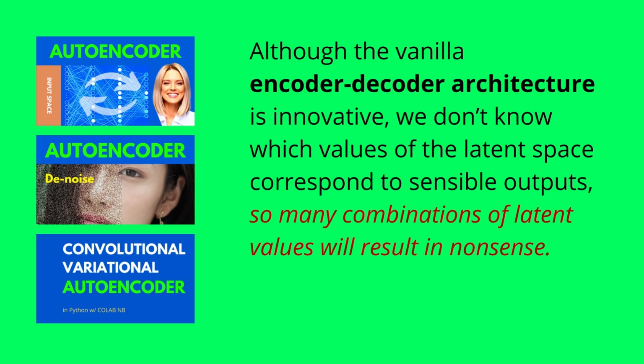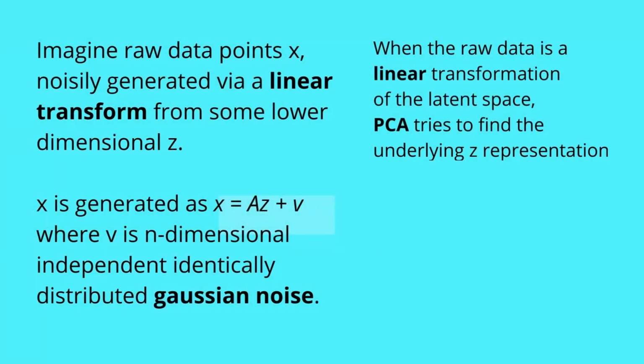To understand how to impose restriction, let's have a look at the simplest form, a linear transformation. So here we go. Imagine we have some raw data points. In the input data space, we have some data points x. They have been generated via a linear transformation from some lower dimensional z data. Now, as you can see here, for a linear transformation, x is generated as x equals A times z plus v. Now, z is our lower dimensional data representation, and v is an n-dimensional, independent, identically distributed Gaussian noise.